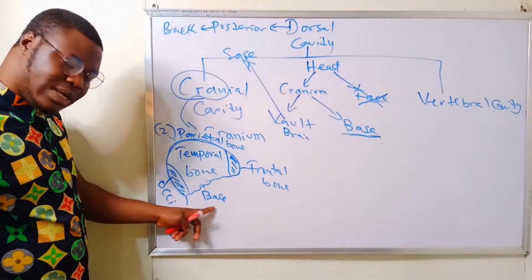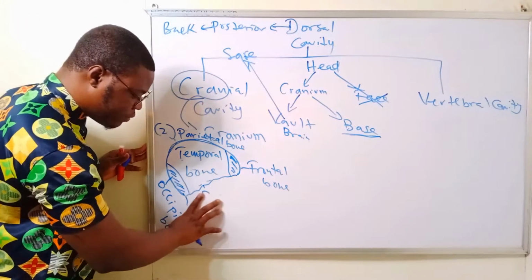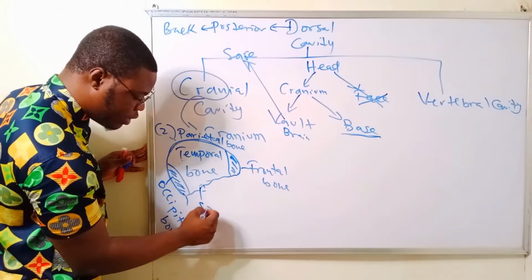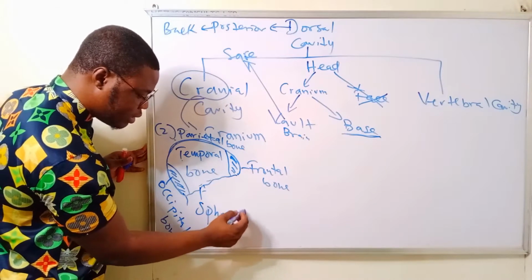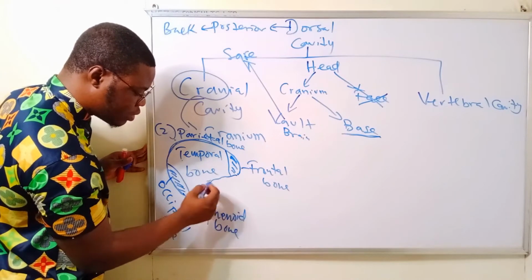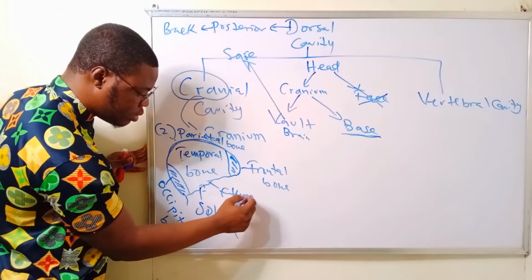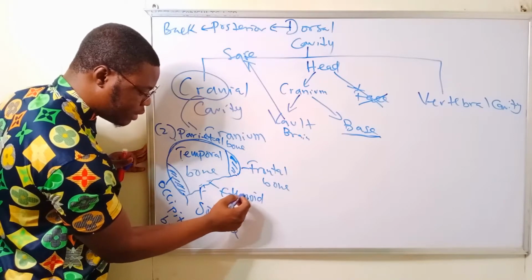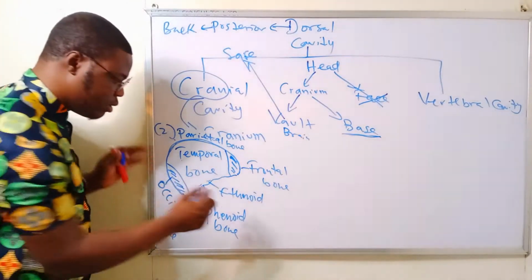Now, we are left with the base. If that be the case, the base is made up of two bones. The first one is called the sphenoid bone. Sphenoid bone. And the second one is called the ethmoid bone. So ethmoid bone.